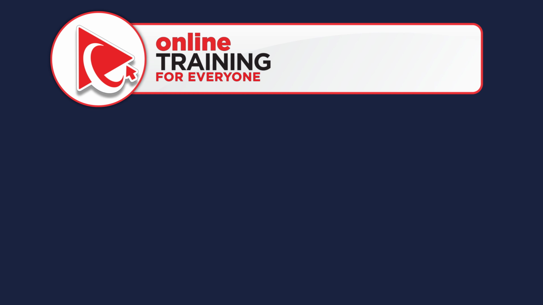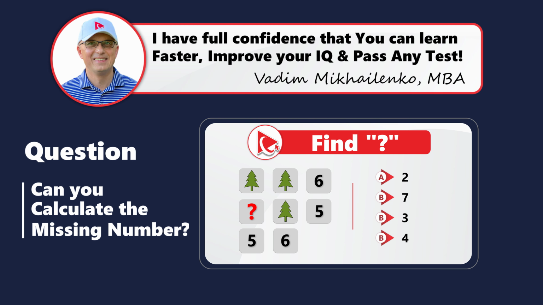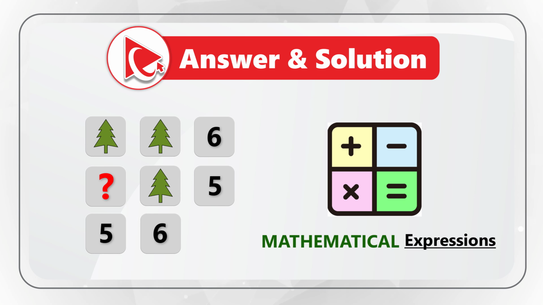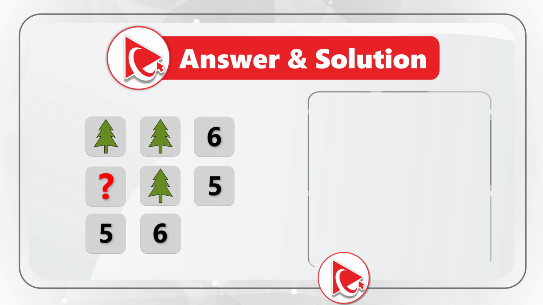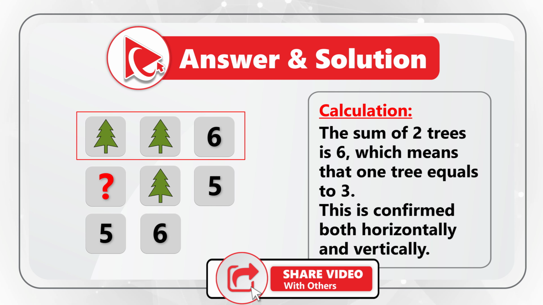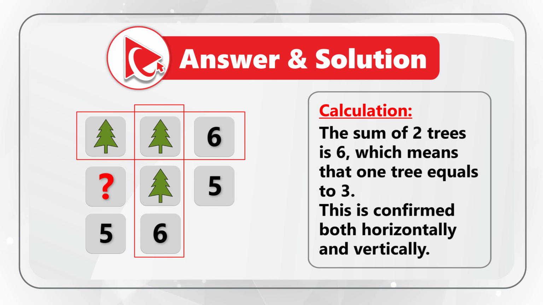On my end, I am moving forward to share with you my version of the solution. And obviously, if you have a better way to solve it, please make sure to post in comments. As you might have guessed, what we see in the picture are mathematical expressions. For example, the sum of 2 evergreen trees is 6, which is represented by the top row. The same is true for the middle column. The sum of 2 evergreen trees equals 6, which means that 1 evergreen tree equals 3.